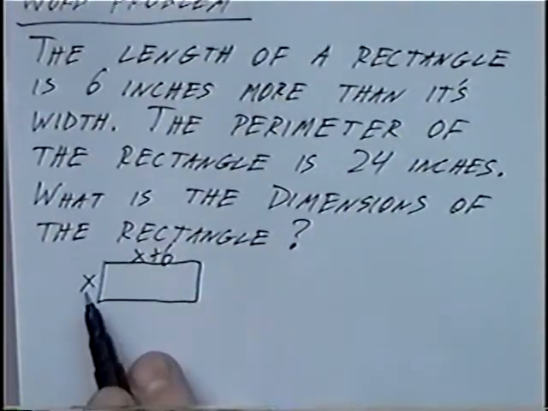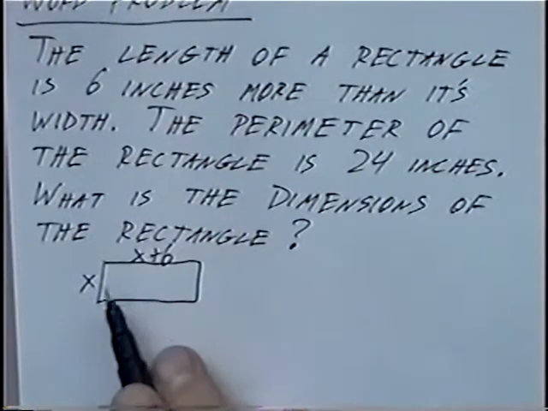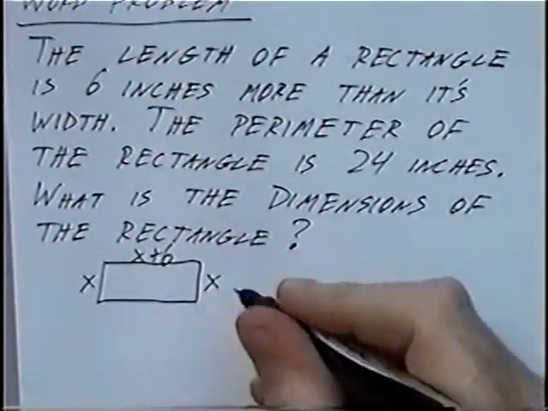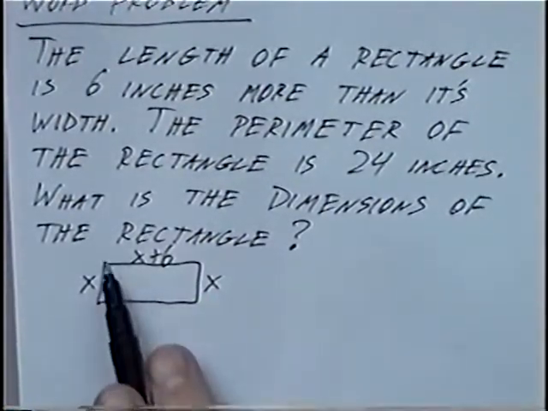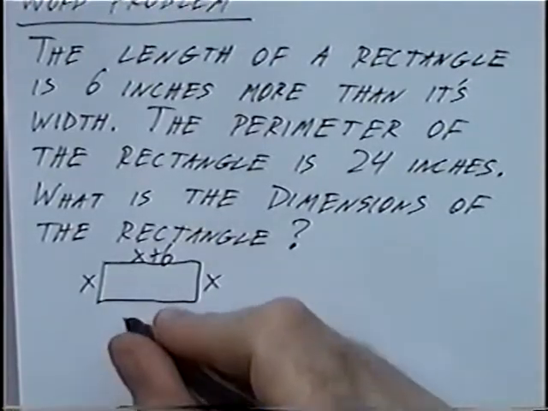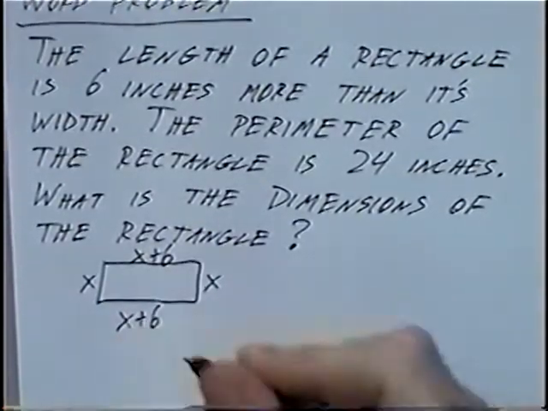If x is on the left side of the rectangle, the right side, which is an equal side, is also x. And if the top length is x plus 6, then the bottom length is also x plus 6.